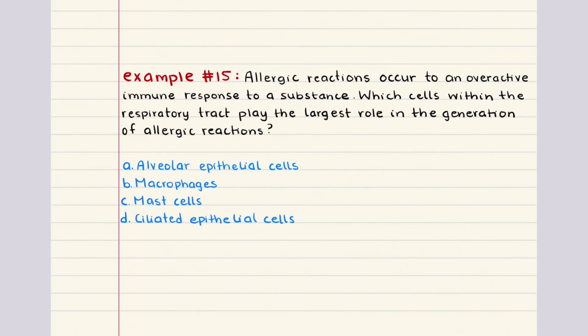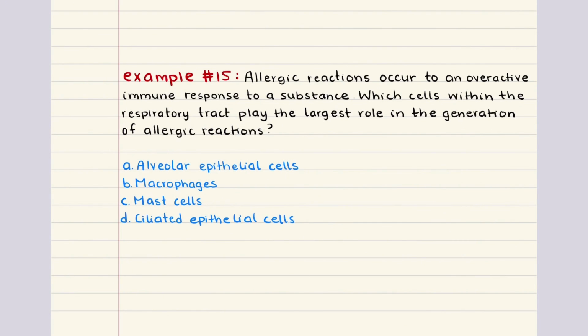Problem 15 says, allergic reactions occur due to an overreactive immune response to a substance. Which cells within the respiratory tract play the largest role in the generation of allergic reactions? To answer this problem, let's review mast cells. Mast cells are immune cells that reside in mucosal tissues, including the lining of the respiratory tract. Their job is to act as early responders to potential threats. They help defend the body against pathogens and foreign invaders.